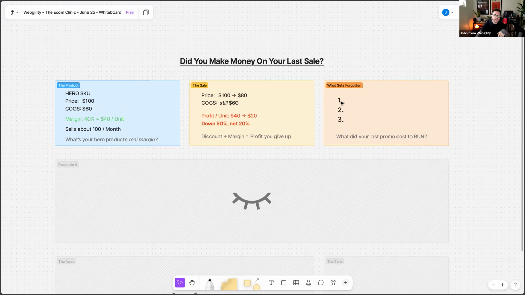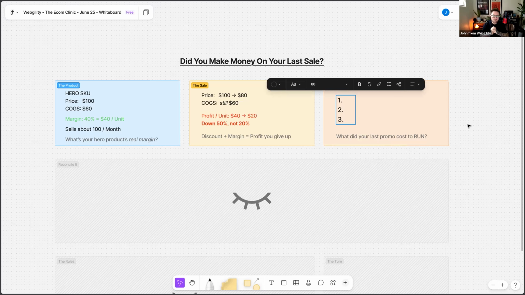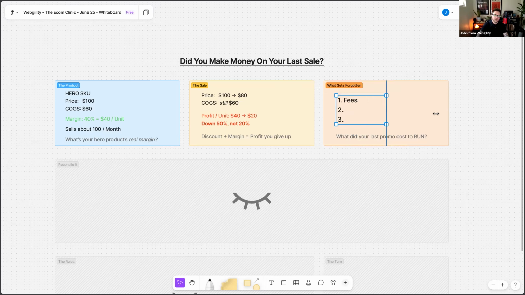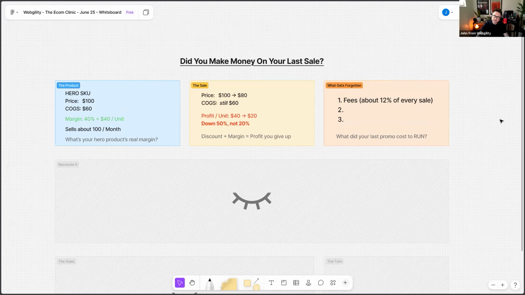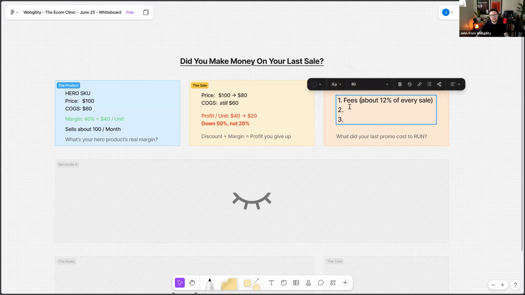So the things that you want to consider when starting to think about running a sale, or looking back at sales and how efficient or profitable they were for you, these are the things to keep in mind. So you have, oh okay, this text box is really small. Let's make that bigger. So you have fees, and they're about 12% of every sale. That's a general number. It's going to be different depending on everybody's situation. But in this example, 12% is a pretty general average. So you have 12% fees on every single sale.